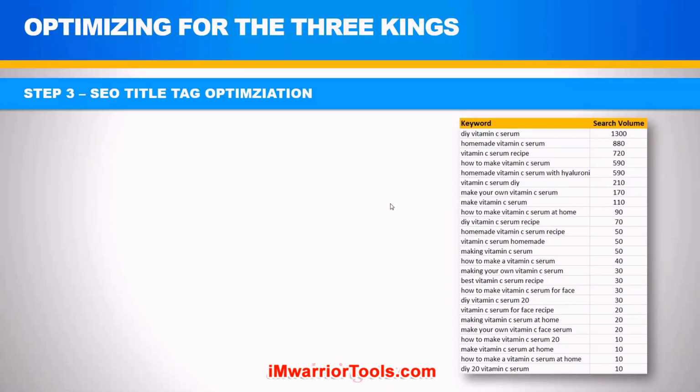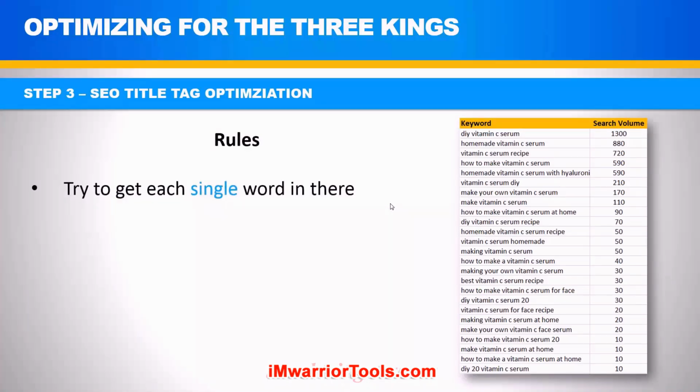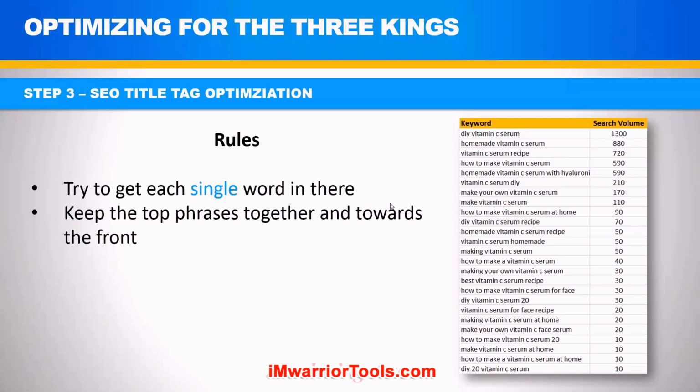Here's how you optimize it. The rules are, again, try to get each single word in there, as many as you can fit. We have 64, 65, I think it's adjustable these days on how long your SEO title tag will fit there, but just aim for about 64 characters and try to get each single word in there. Keep the top phrases together and towards the front.